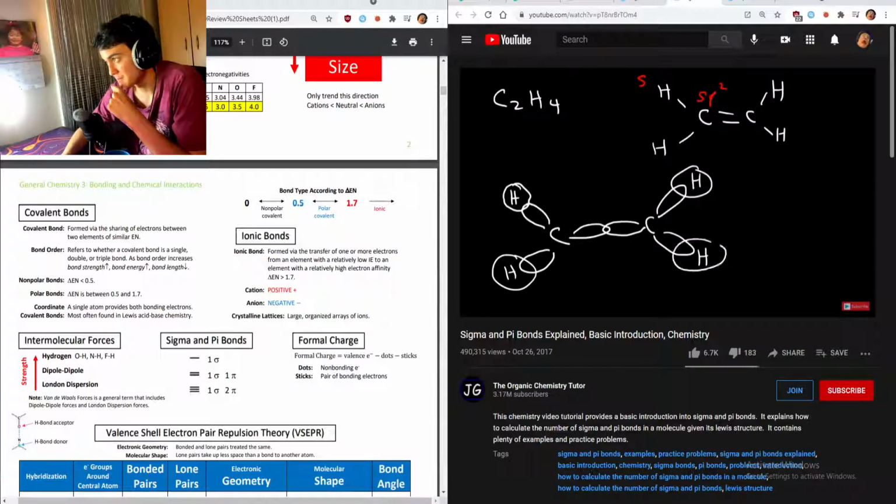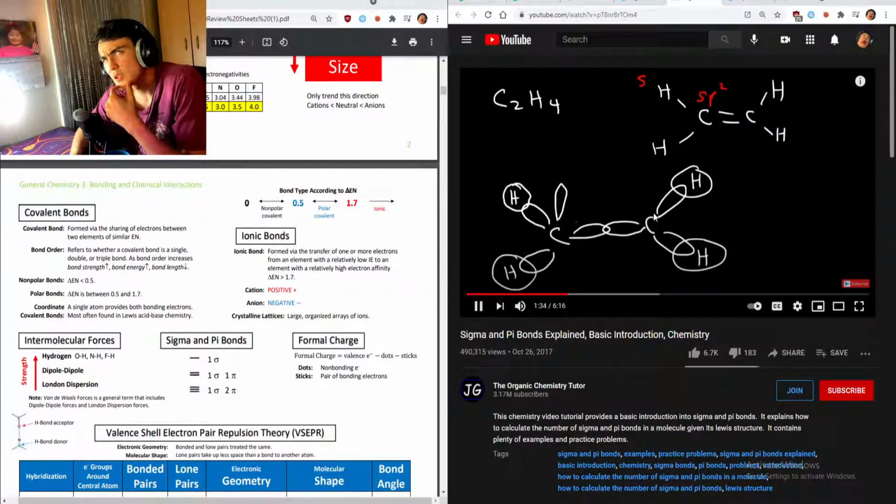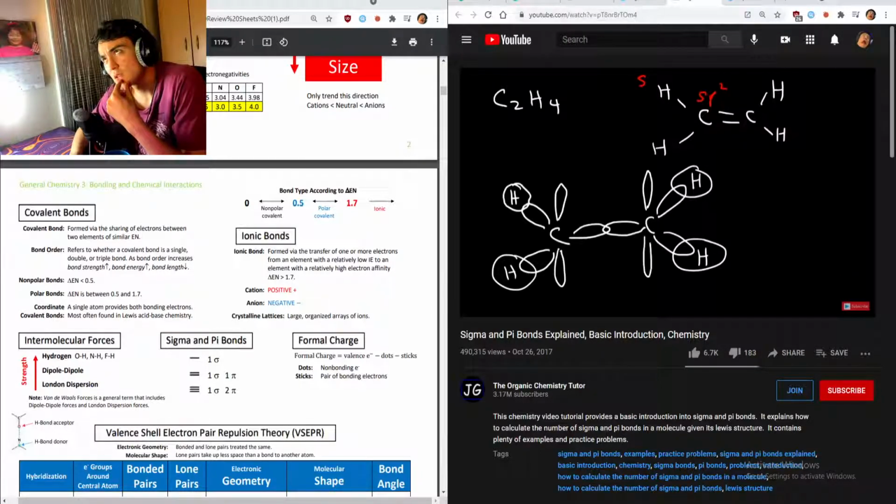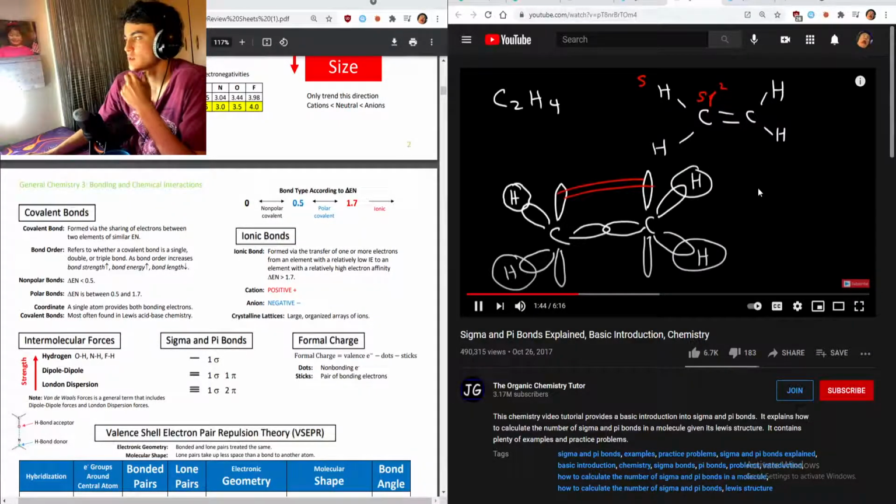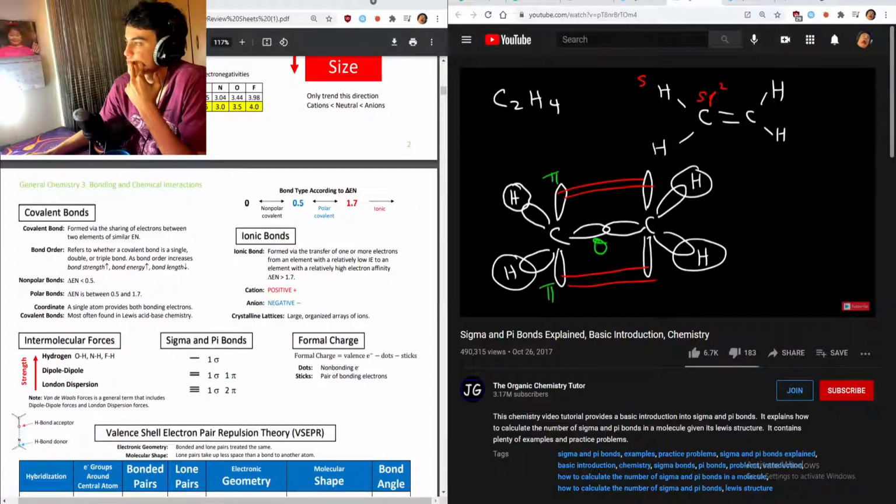So as you can see, this molecule has 5 sigma bonds: 1, 2, 3, 4, 5. But it has one pi bond, because it's double. The pi bond arises due to the unhybridized p orbitals that exist above and below the sigma bond. So this forms the pi bond, and the sigma bond is in the middle. Now you can visually see how a sigma bond and a pi bond look alike and how they differ.